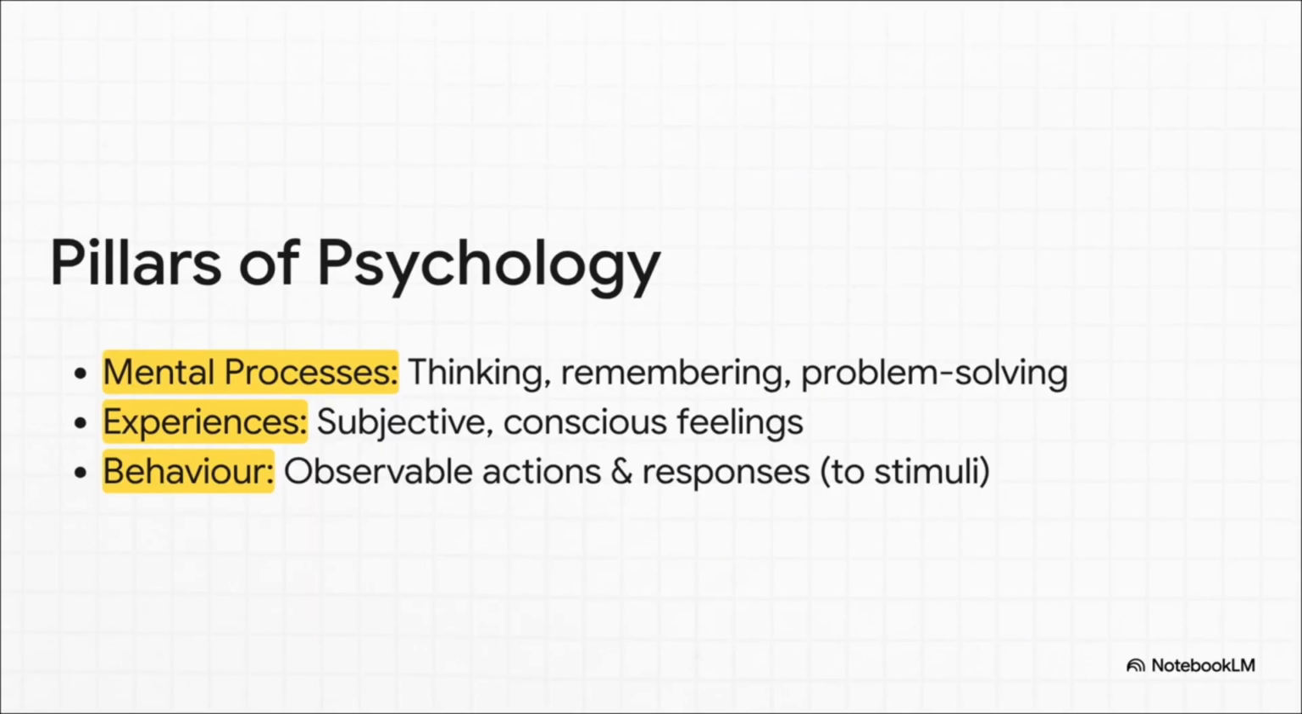So let's break those three pillars down. What do they actually mean? Well, mental processes are all the things happening inside your head, your thinking, your memory, how you solve problems. Experiences, on the other hand, are totally subjective. They're your personal, conscious feelings and your awareness of them. And finally, behavior. That's everything we can actually see and observe, from a simple twitch to a complex decision. A great answer unpacks all three of these.